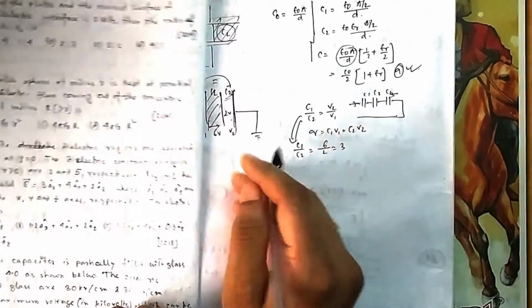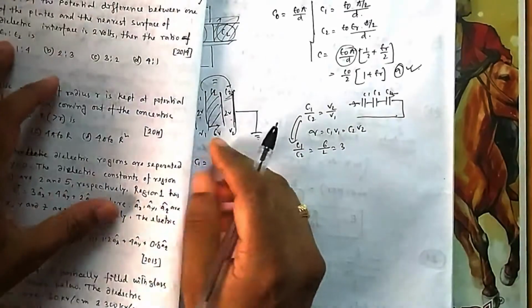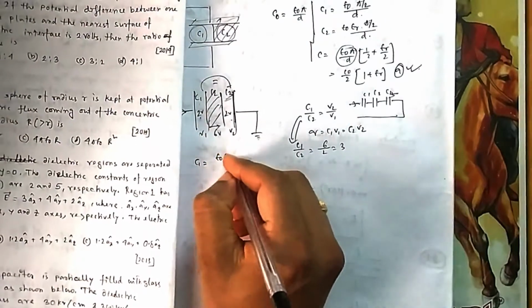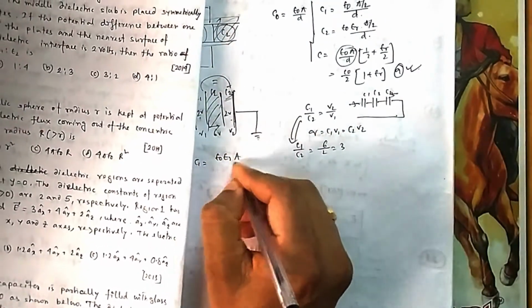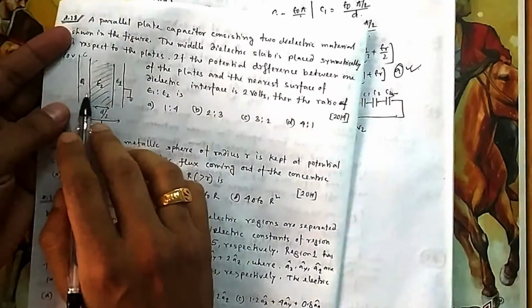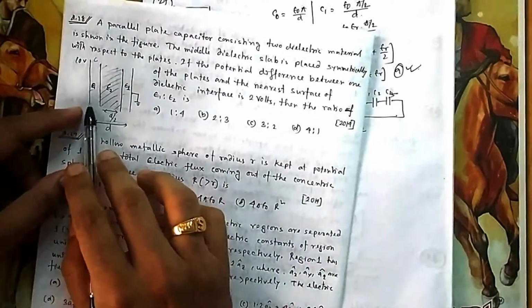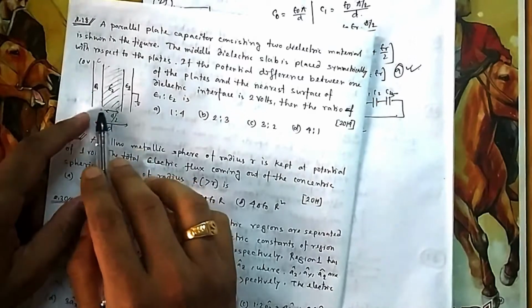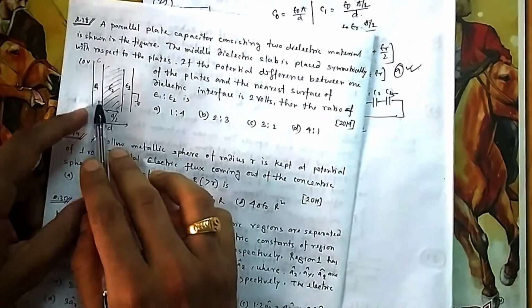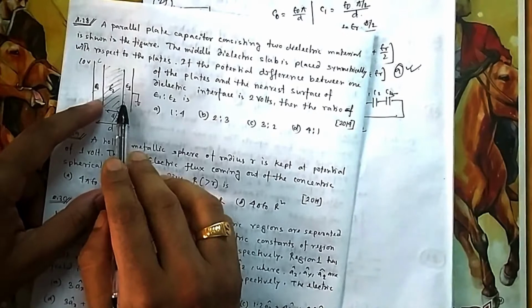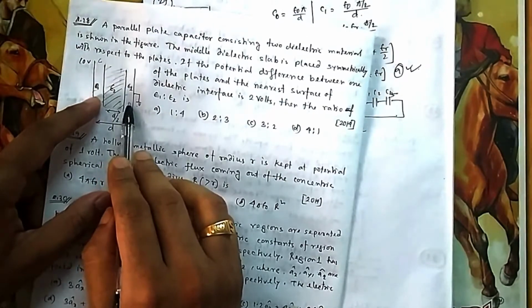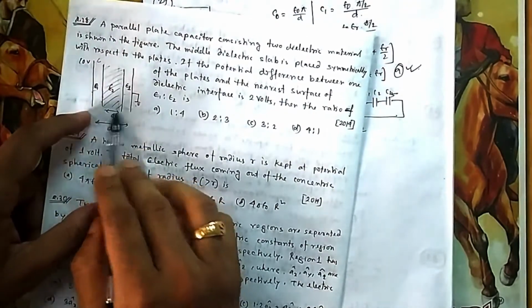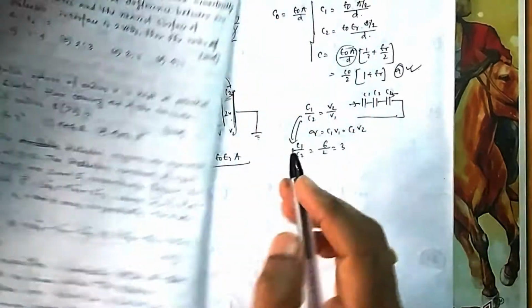Now C1 is equal to epsilon naught into epsilon 1 into A divided by this gap. This gap is D by 4, because it is total D, then half is gone, then the remaining half is divided into two parts. Suppose this is 10, so 5 is gone, the remaining 5 is divided into two parts, 2.5 and 2.5. So this is D by 4.